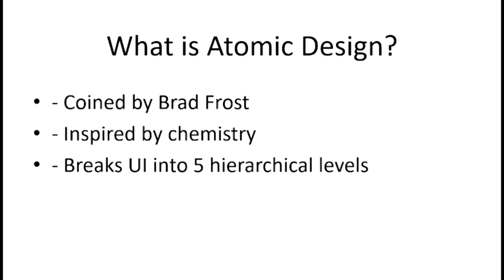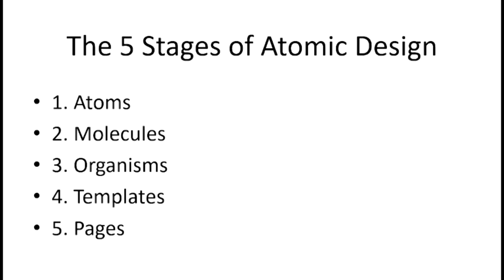So first of all, let's understand what atomic design is. Atomic design is a concept which was created by Brad Frost. It was inspired by chemistry. It organizes user interfaces into a hierarchy, just like atoms form molecules which form organisms and so on. So the five stages of atomic design are: first atoms, second molecules, third organisms, fourth templates, and fifth pages. The atomic design system has five clear stages: atoms, molecules, organisms, templates, and pages. So let's understand each one by one, step by step, with React examples.